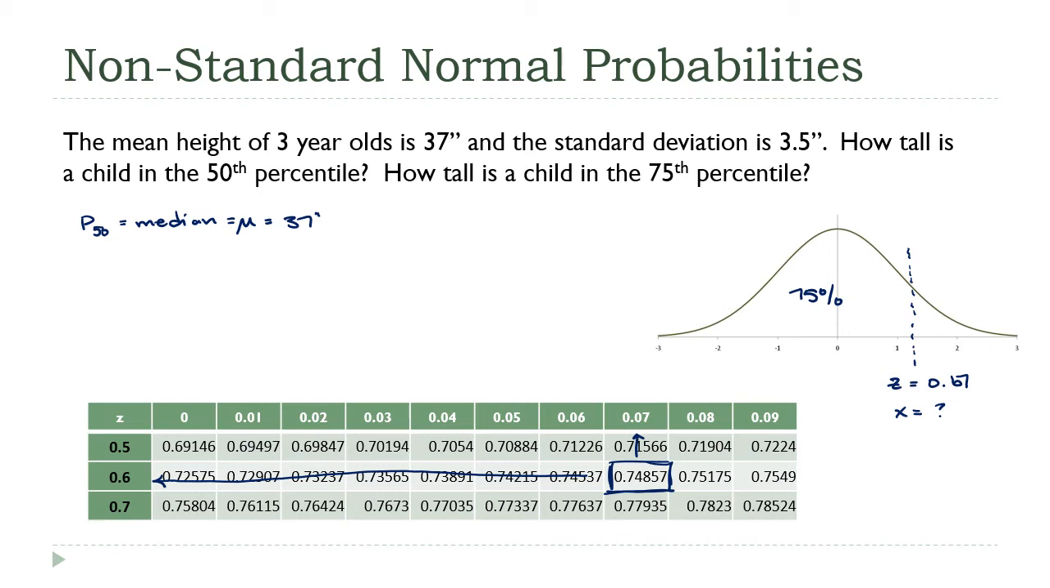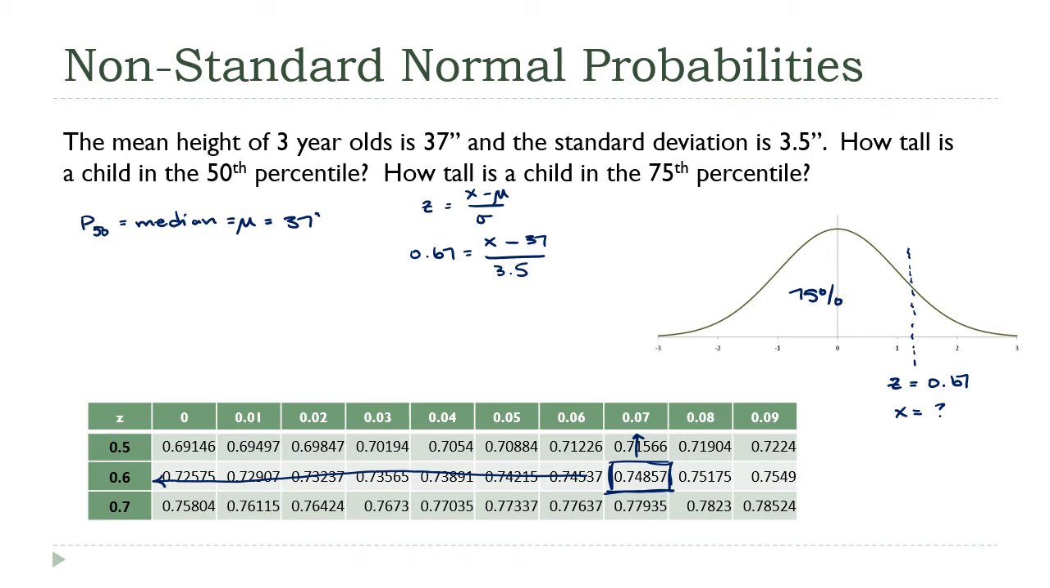Bring it up a little higher. Z is x minus mu over sigma. So my z-score, that's 0.67, equals x minus the mean, that's 37 inches, divided by the standard deviation, that's 3.5 inches. So now all we have to do is solve this equation.